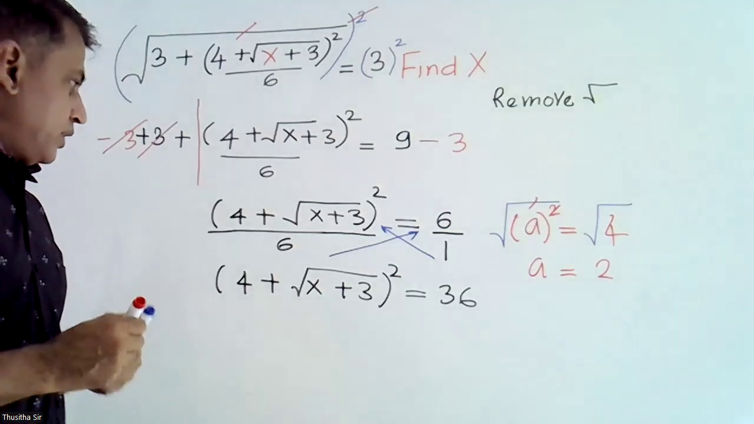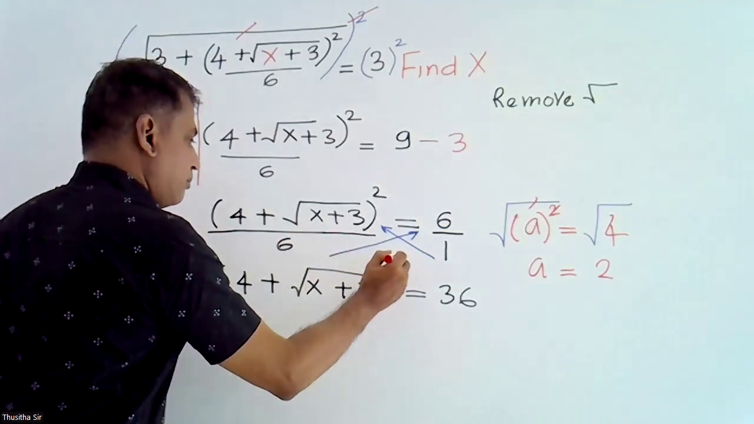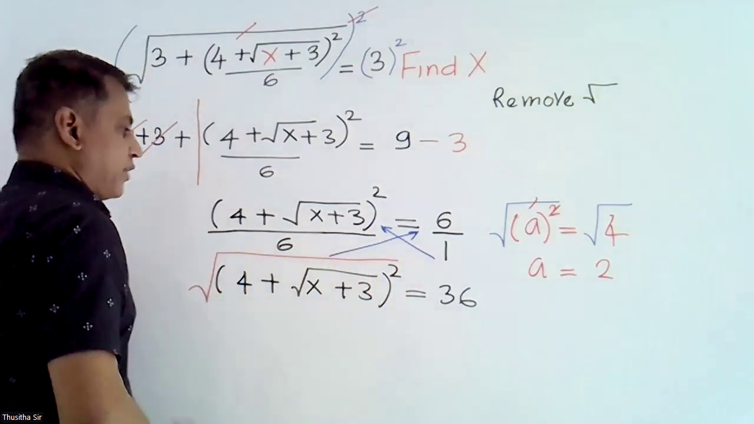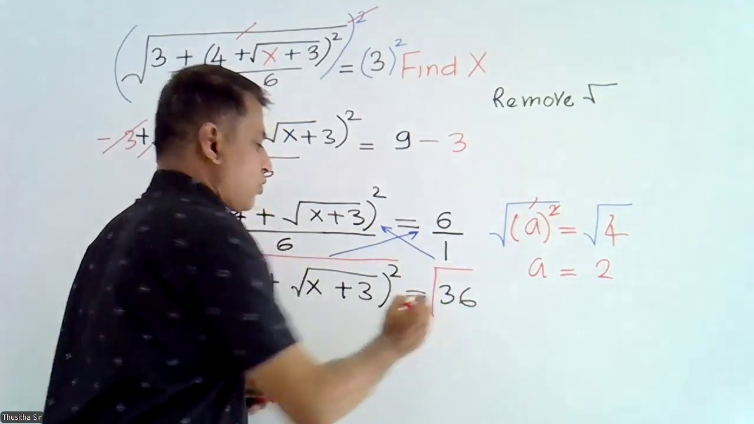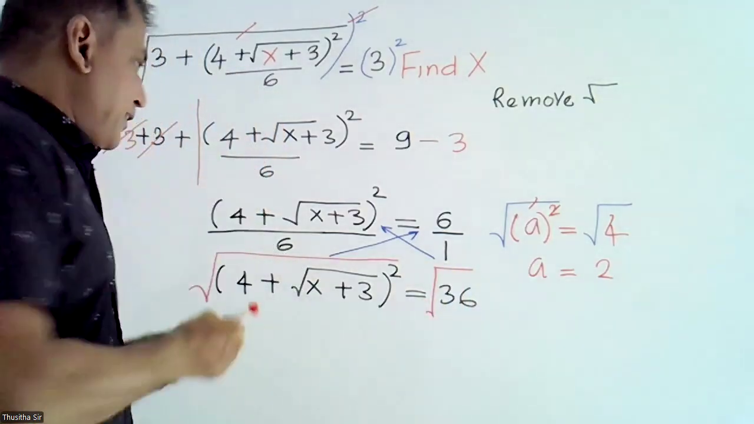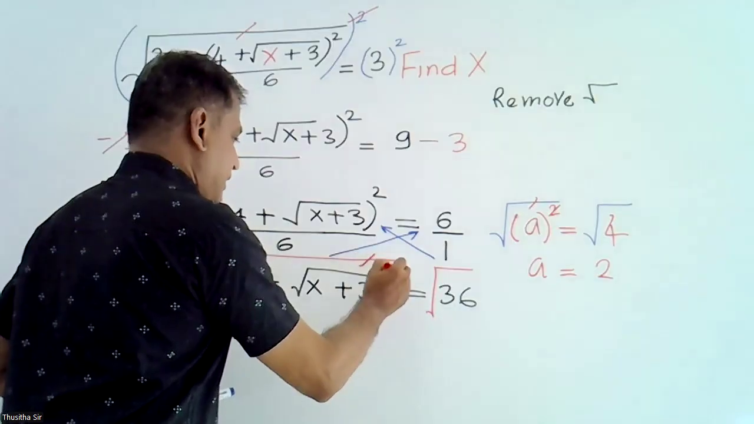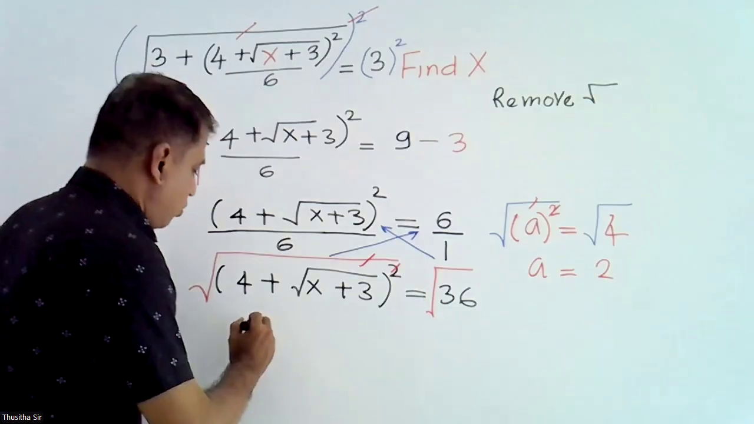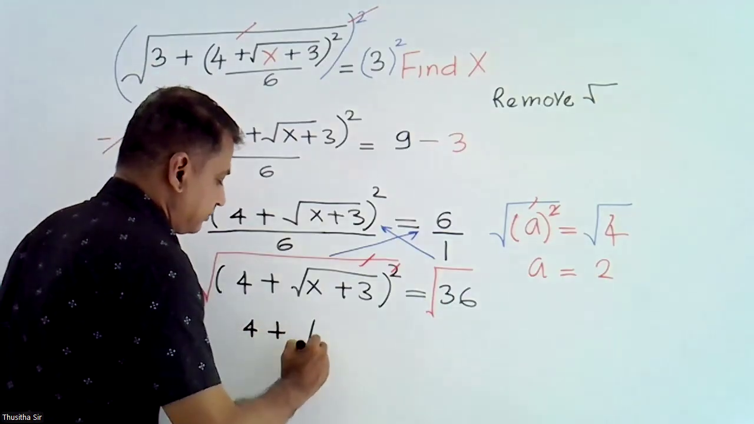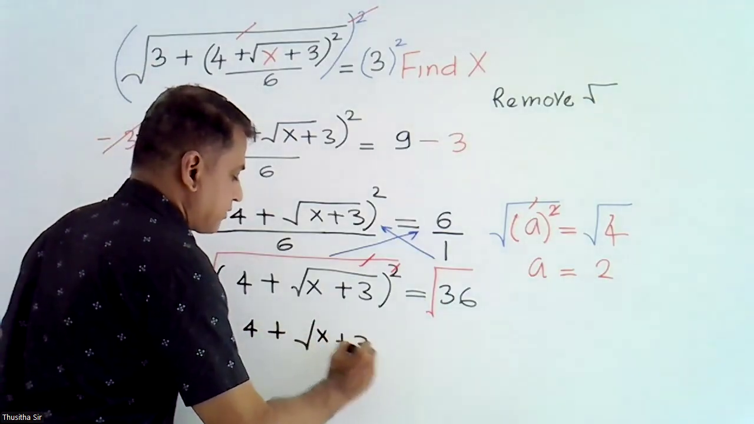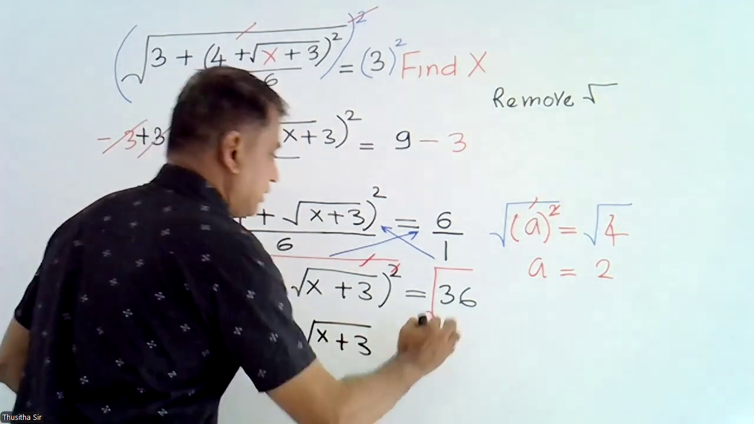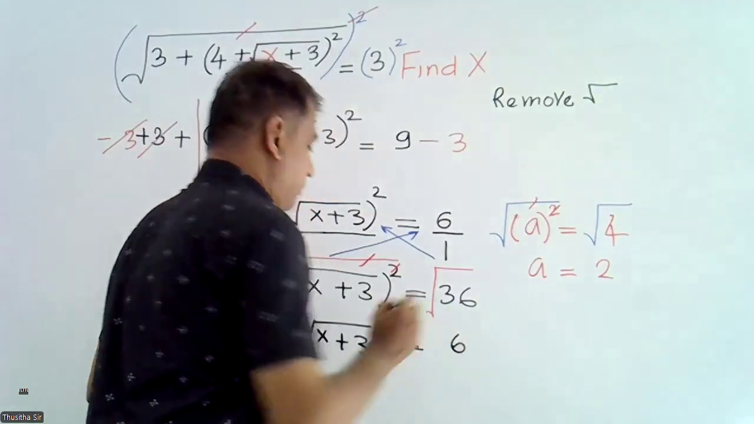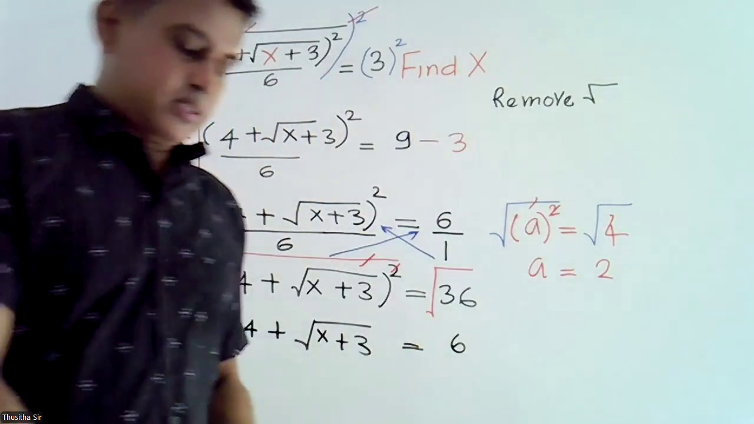So now what I'm doing, I just want to make this side square root, this side square root, right? Now this and this get cancelled. So I can write this side now, 4 plus x plus 3 equals the square root of 36, which is 6.